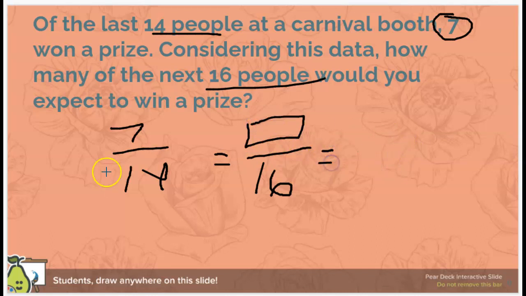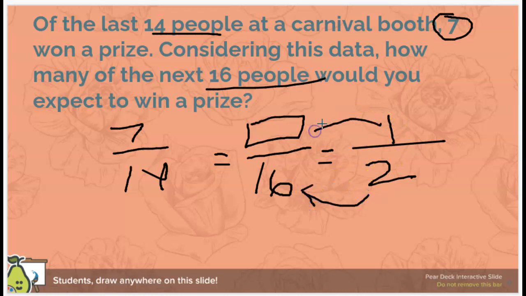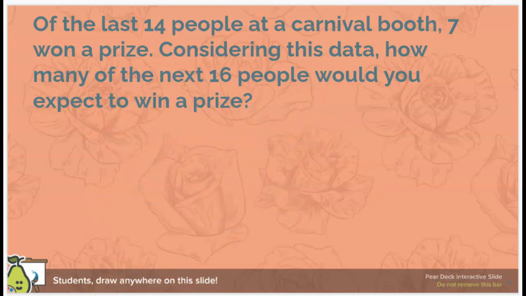Hopefully you looked at 7 out of 14 and said, oh, that's 1/2. If you didn't, that's okay. You could do 16 times 7 and divide by 14. So if you didn't have this piece here, but I know that 7 out of 14 equals 1/2. So I'm going to say I multiply by 8, I multiply by 8. And that makes sense because half of 16 is 8. So 8 people will win the prize. You can always do butterfly to see if that's actually true as well.